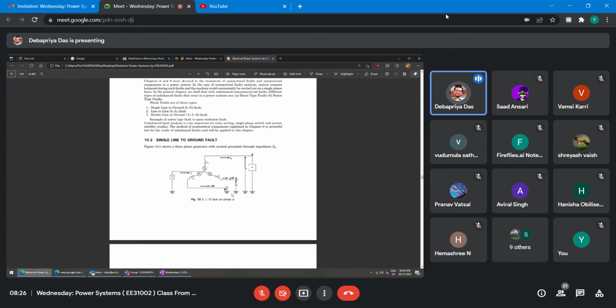Suppose a single line to ground fault has occurred at phase A. It is touching the ground, and the fault impedance is Zf. So this voltage is Va. As the fault has occurred here in phase A, all the current will go through the fault, right? So the other two phases' current will be zero. This is from your intuition. IB is zero, IC is zero, because if a fault happens, even if load is there, load current is negligible compared to the fault current.